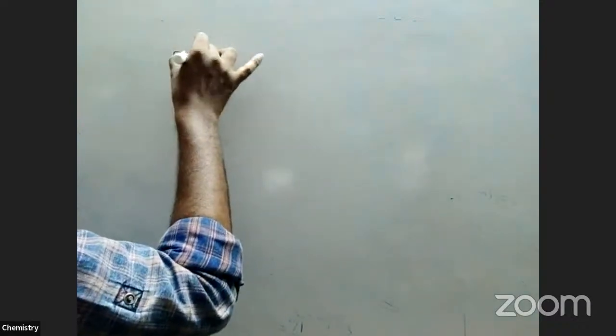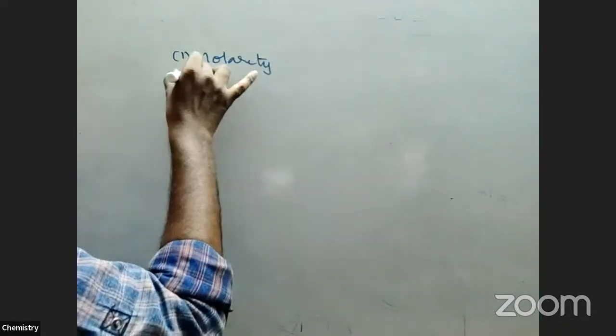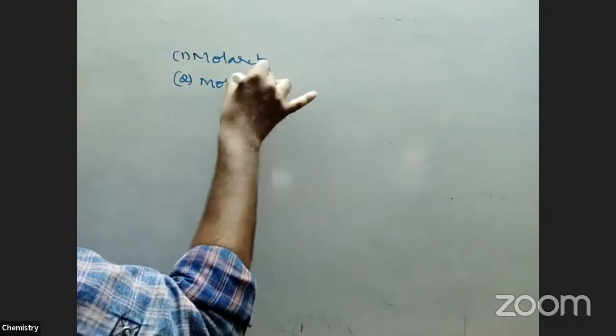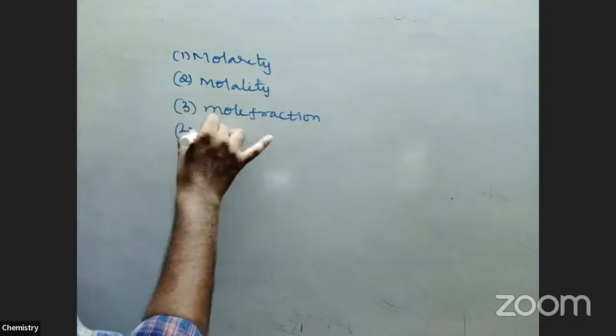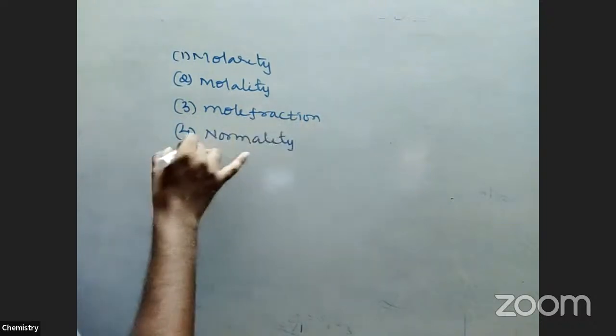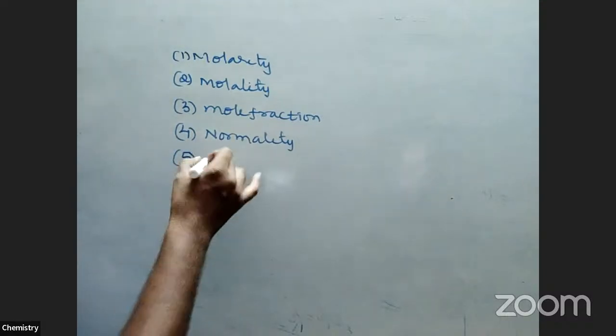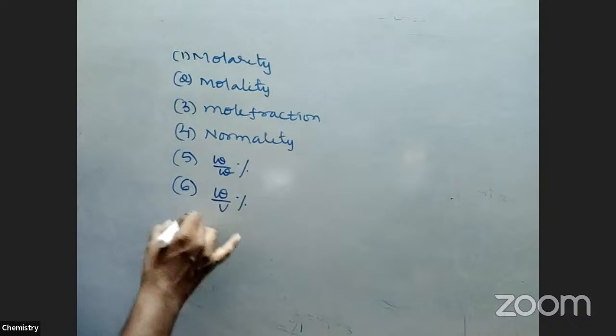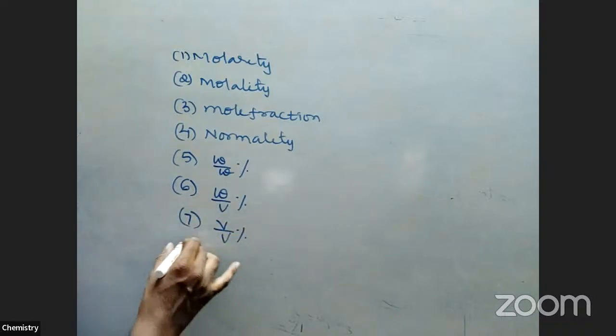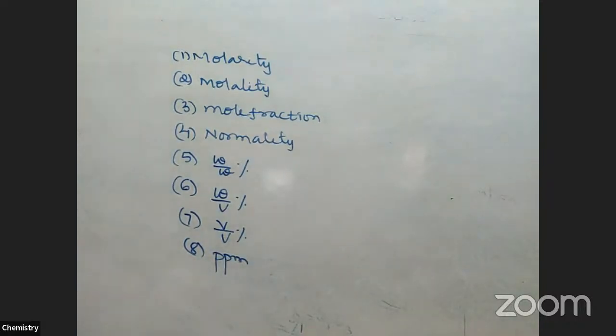And how to prepare standard solutions? Some methods are there. These are called concentration methods. So what are these different concentration methods? One is molarity. Second is molality. Third is mole fraction. Fourth is normality. Fifth is weight by weight percentage method. Sixth is weight by volume percentage method. Seventh is volume by volume percentage method. Eighth is ppm method. So these are the different methods used to prepare standard solutions.